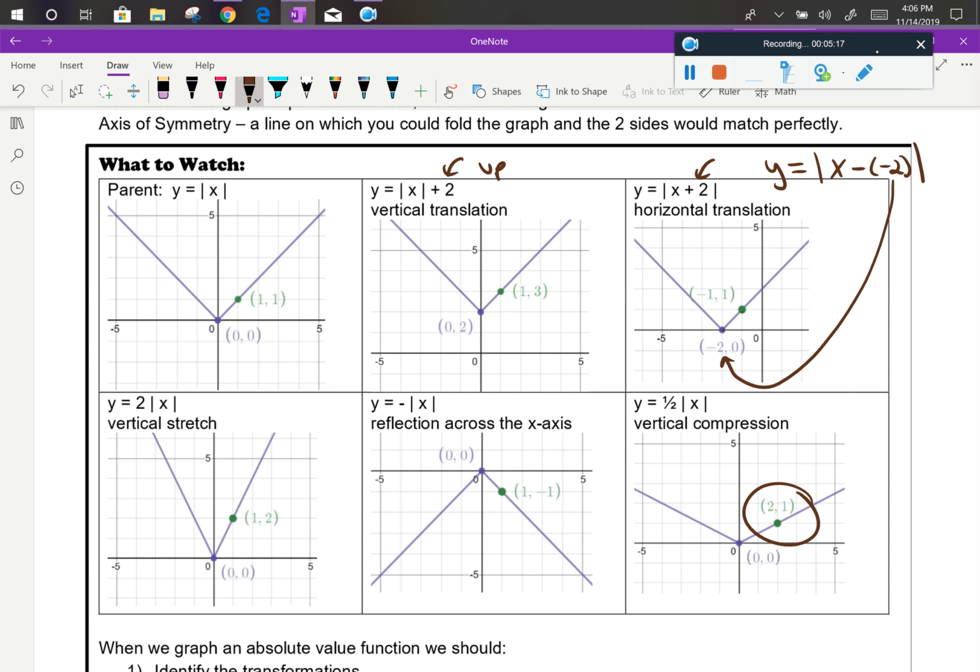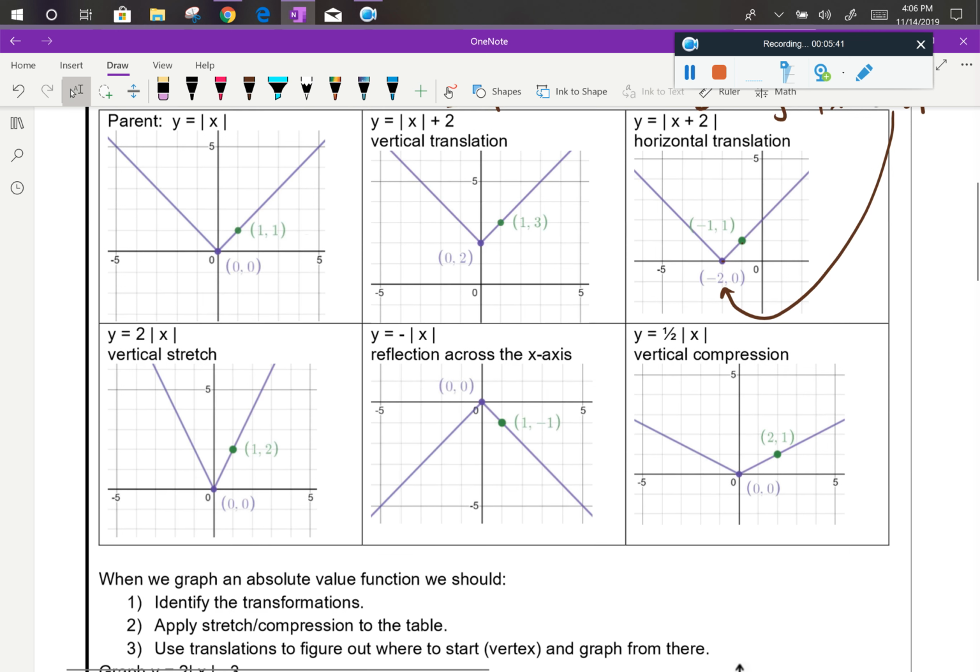So notice I gave you the point 2, 1. So if I look at the point 2, 2, and I imagine I take half of that y value, right? 2 times 1/2 is 1. That's what gets me that point. So the vertical compression is multiplying the output by a fraction.